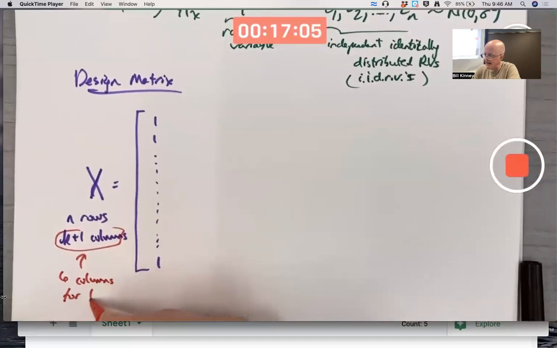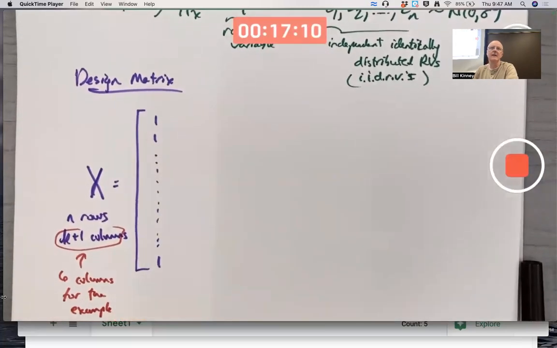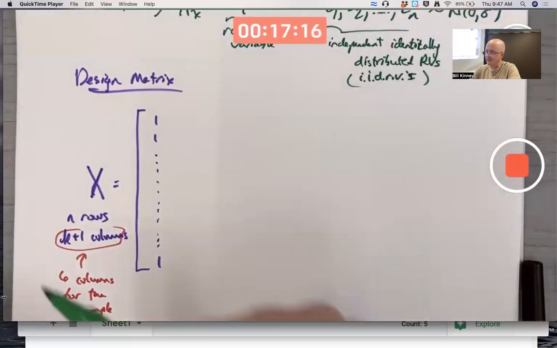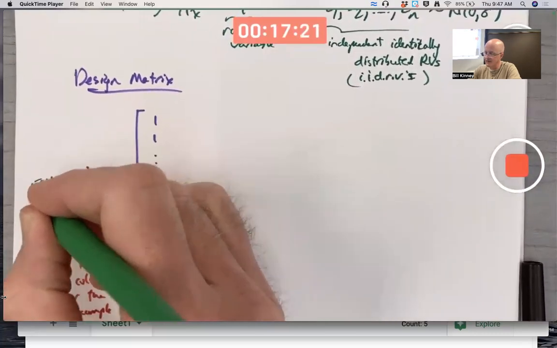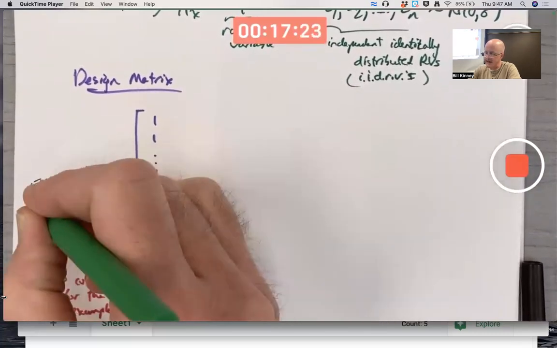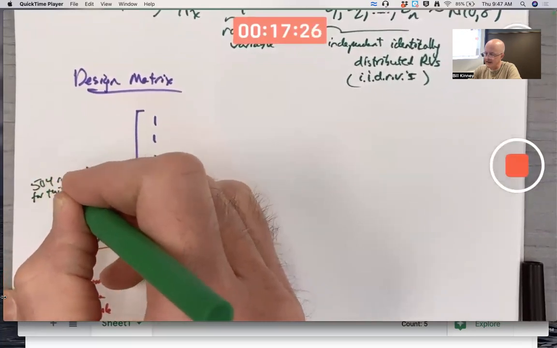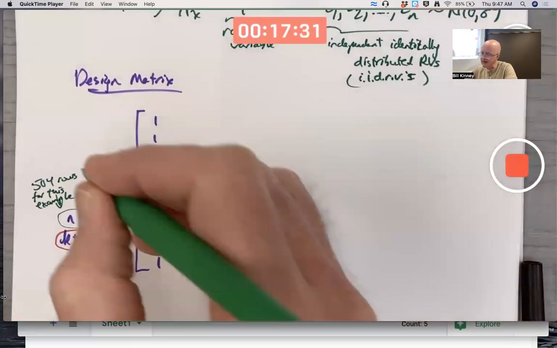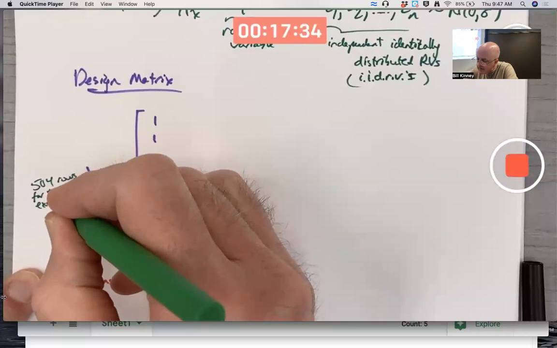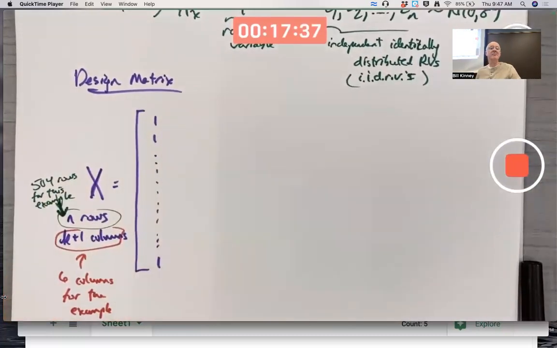And actually, we know from looking at the data set in the spreadsheet, there were 504 data points. N is 504. 504 rows for this example. This is a large matrix. Sorry that I wrote over the arrow there. 504 rows for this example. This is a big matrix. 504 rows, 6 columns.